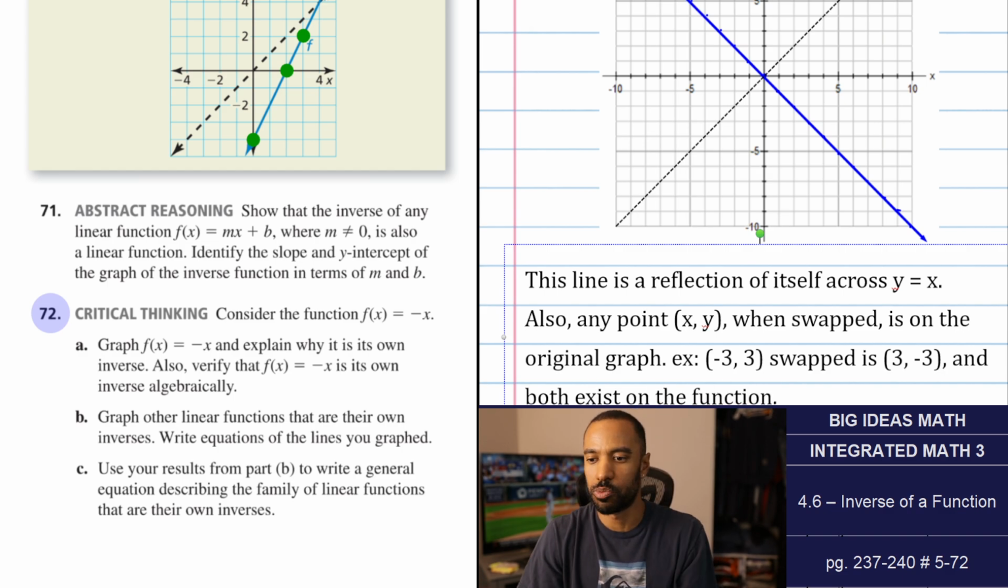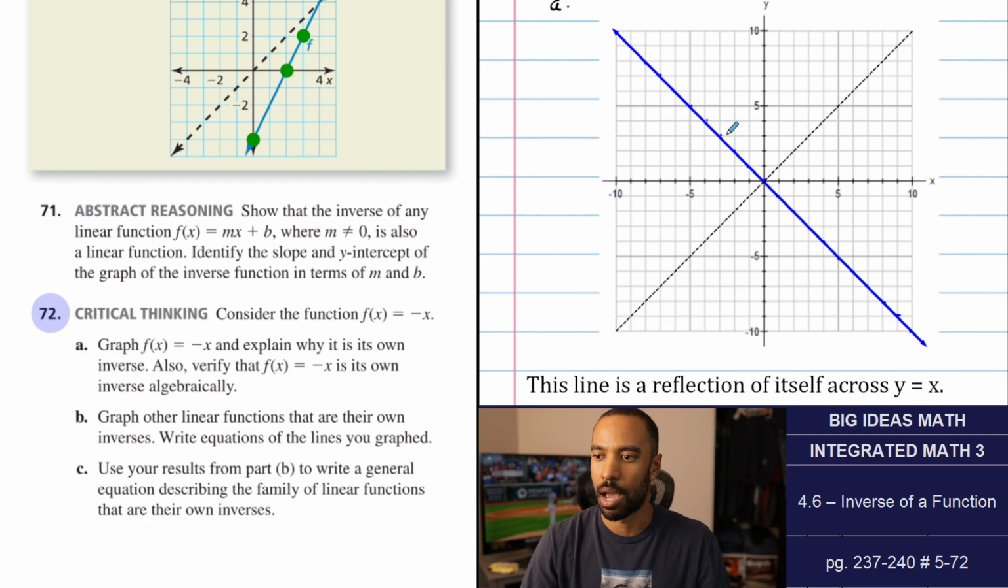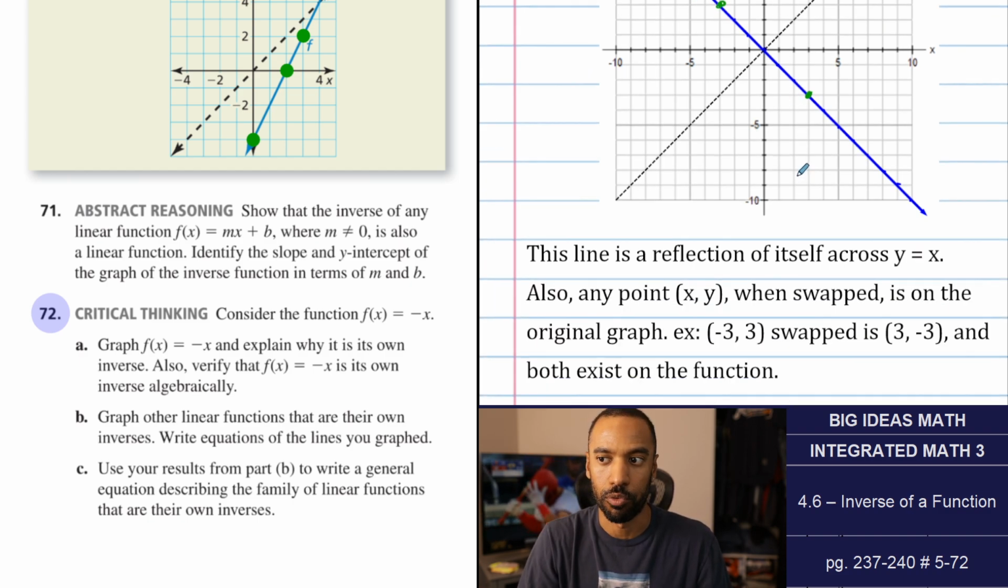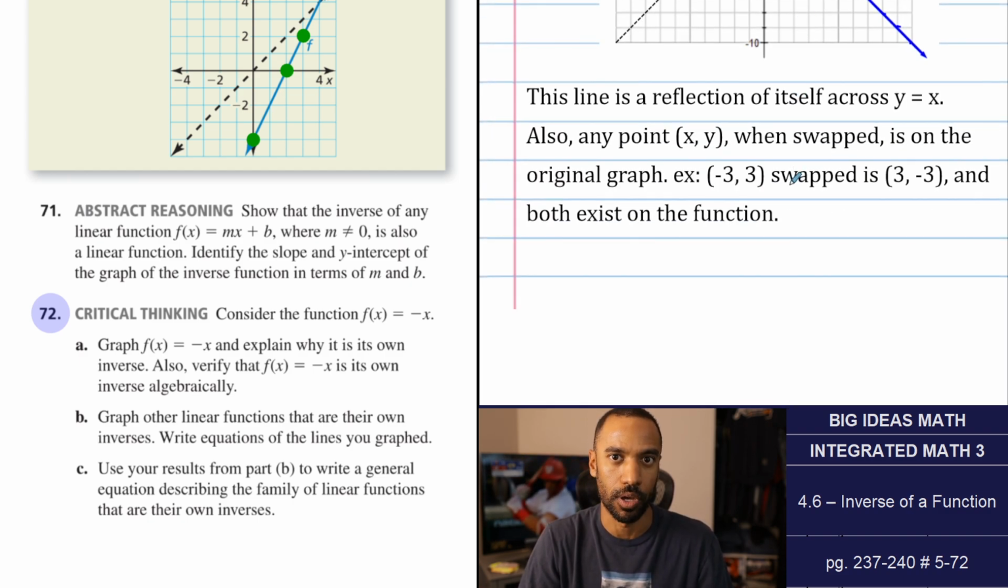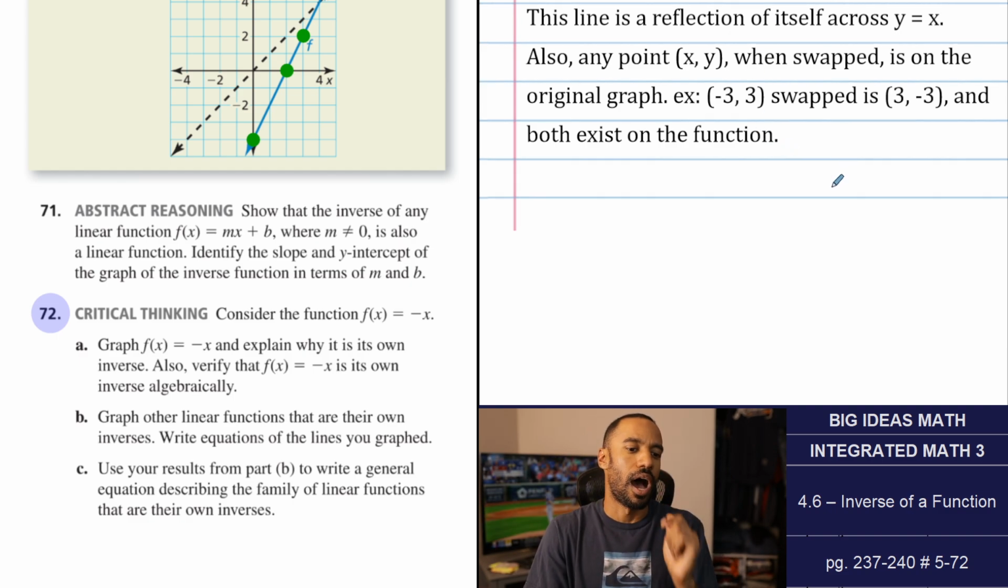So those are two different explanations as to why this works. When we look at this, -3, 3 is here. When we swap it, we get 3, -3, and that's also on there. This is true for any xy value. If y equals -x and you swap those, then you get -x, and it just works that way.